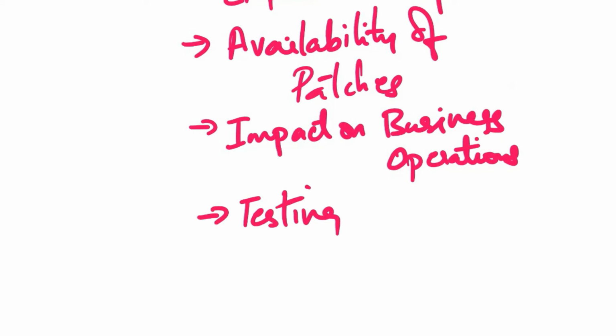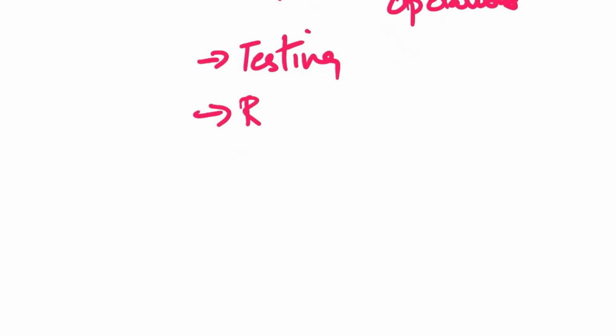Next, testing. Thoroughly test patches in a non production environment to ensure they do not introduce new issues or conflicts with existing software or configurations. Patch testing can take time but is essential to prevent unintended consequences. Next, risk tolerance. Consider the organization's risk tolerance and the criticality of the affected systems. High value assets or systems with sensitive data may demand a more conservative approach, such as patching. Lower risk systems may allow for more flexible mitigation strategies.